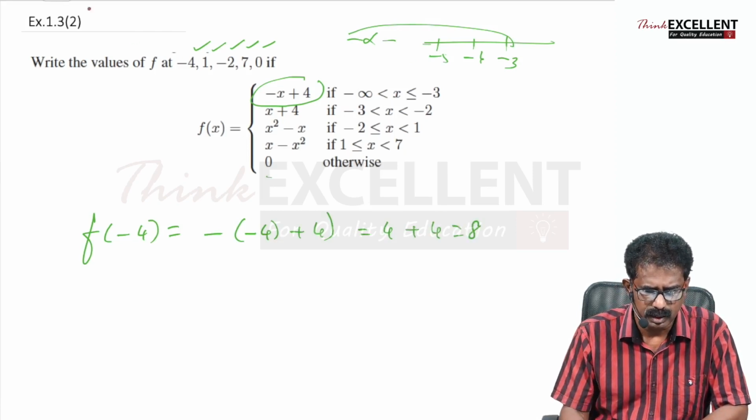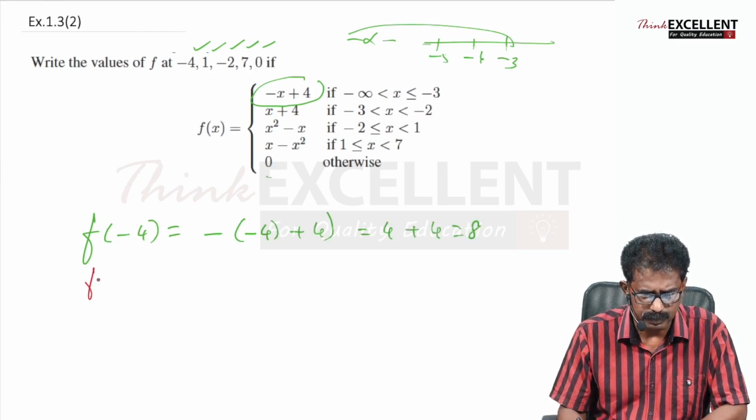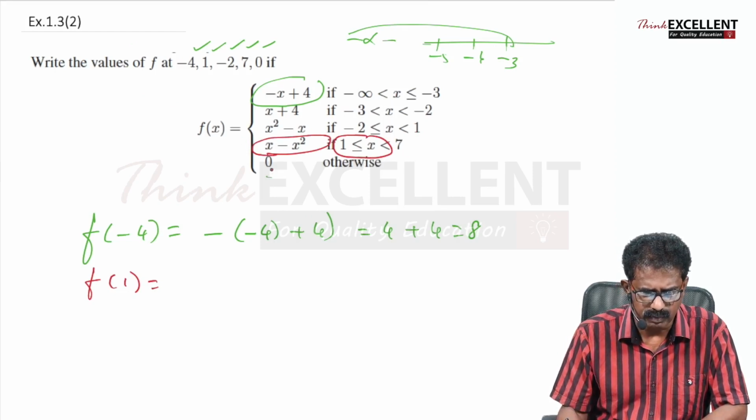Second one, f of 1. 1 lies where? 1 is here, right? 1 less than or equal to x. Yes, 1 is here. So you use this only. For x, you put 1. 1 minus 1 square. 1 minus 1, it is equal to 0.